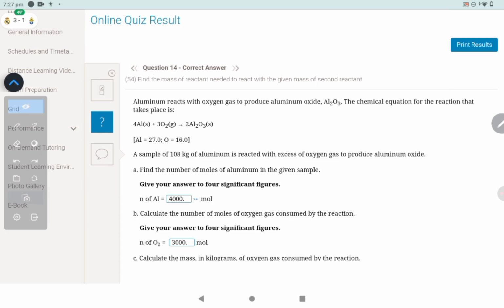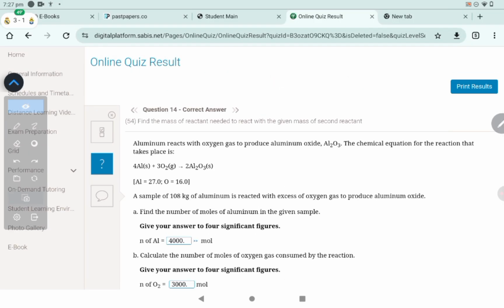We have that the mass of aluminium is 108 kilograms. Mass is always in grams, so now to go from kilograms to grams, we have to multiply by 1000.